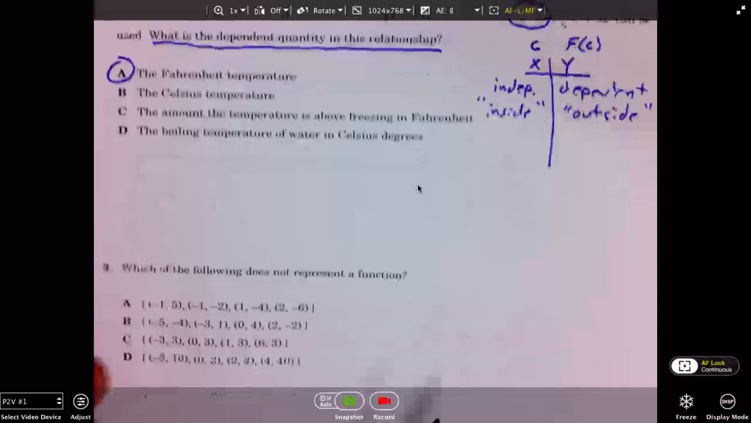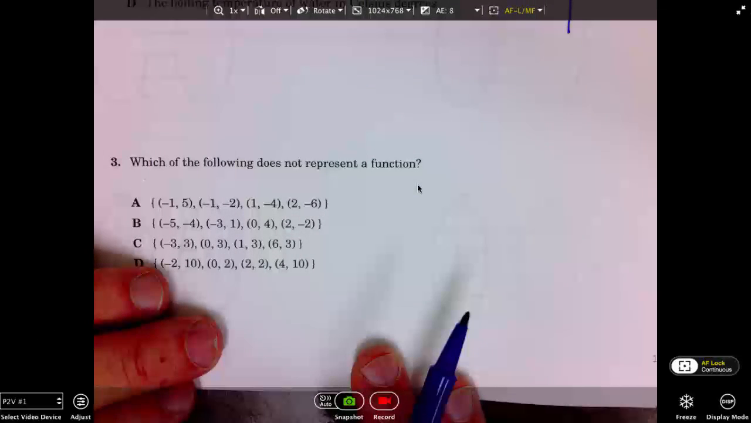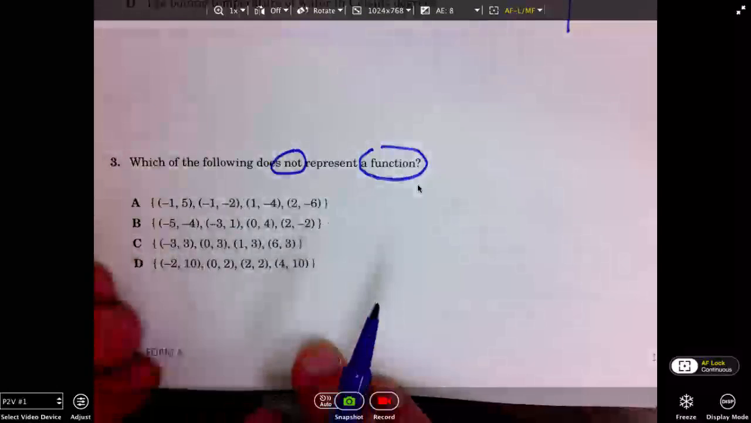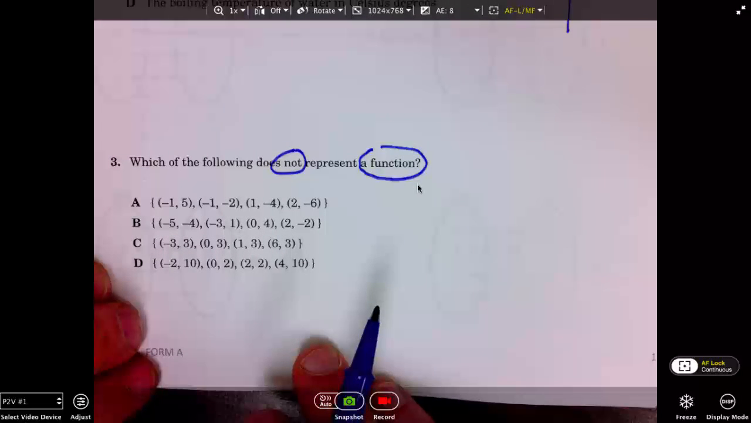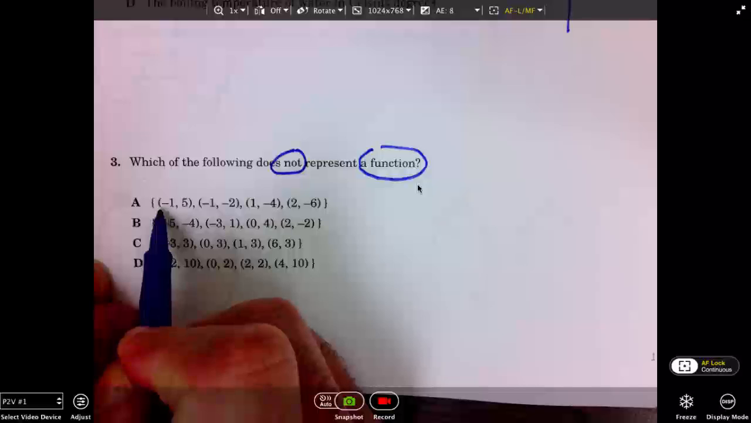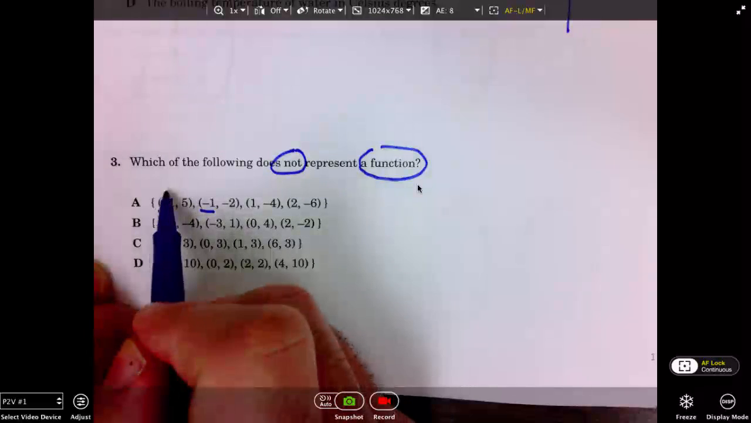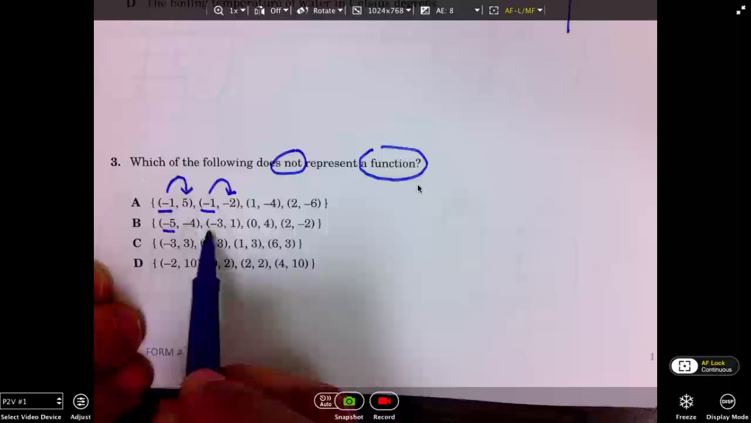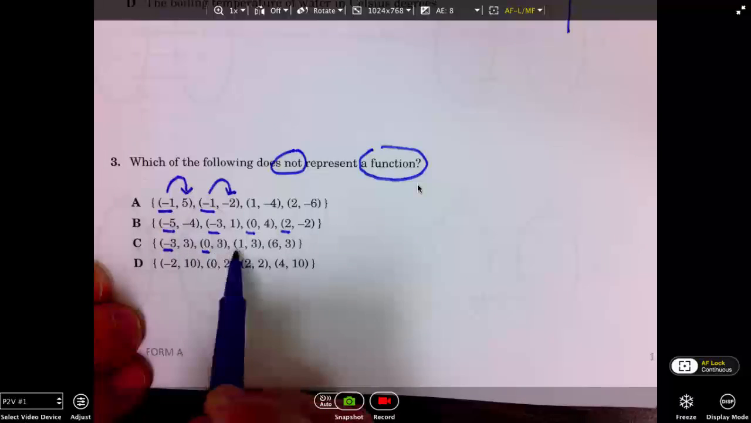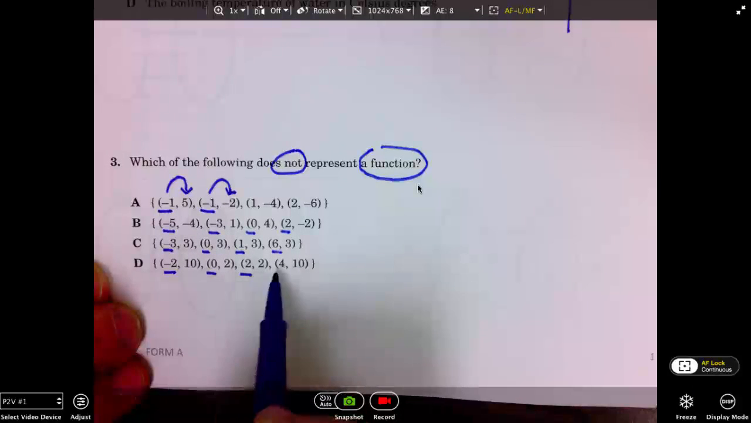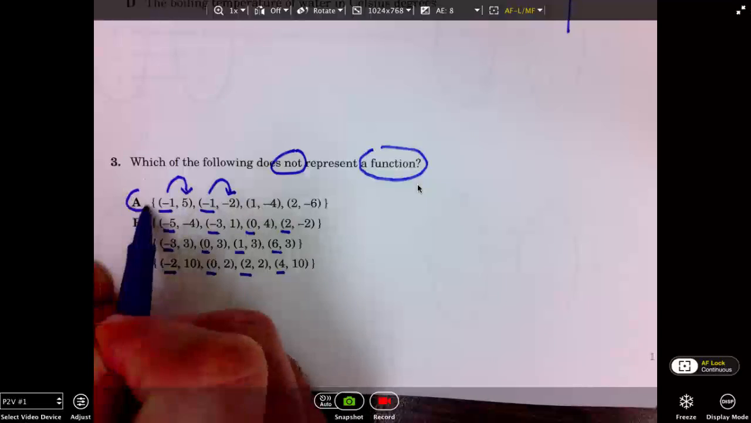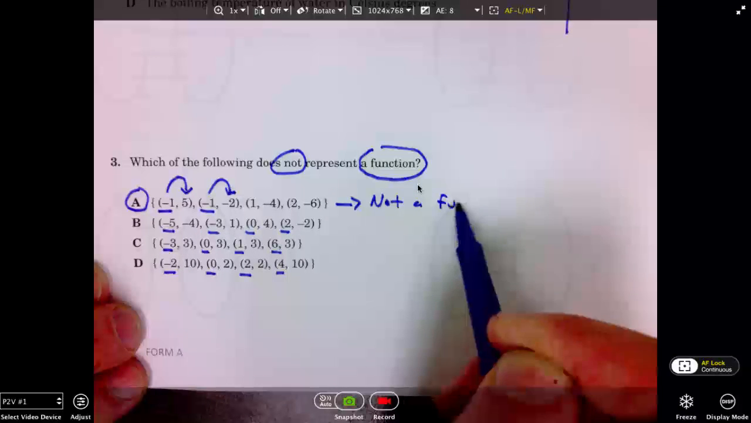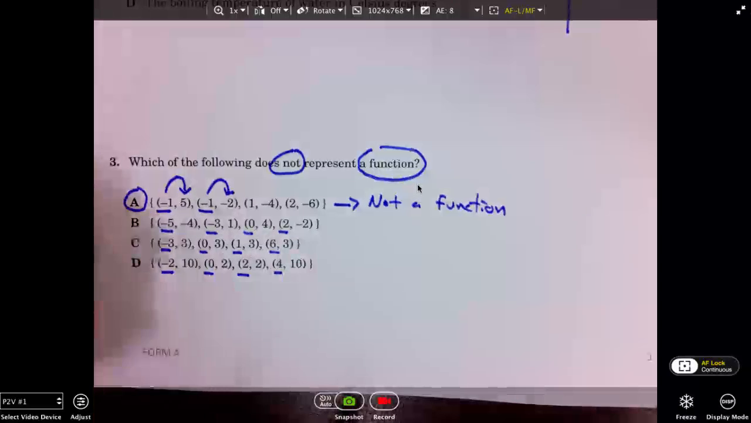Okay. Number 3, which of the following does not represent a function? We're looking for not a function. Well, hopefully you remember that in a function we have no confused x's. Each x goes to only one y. And you can see in A here, -1 is repeated. -1 pairs with 5 and -1 pairs with -2. And the rest of them, there is not a repeated x. So A here is not a function. All right.